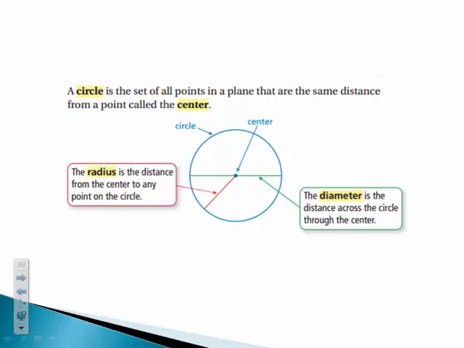This is all in 6th grade, but a circle has a center, and from that center, if you draw a line from the center to the outside right here, that's our radius. Okay, so if you draw a line from the center to the outside of the circle, that's the radius. If you draw a line from one side of the circle through the center to the other side, that's the diameter. Okay, so the radius is always half of the diameter, or the diameter is twice the radius.